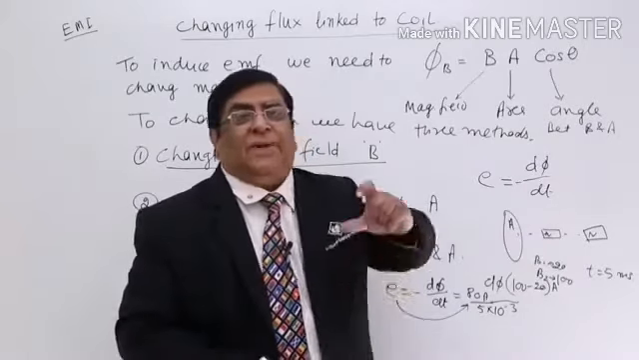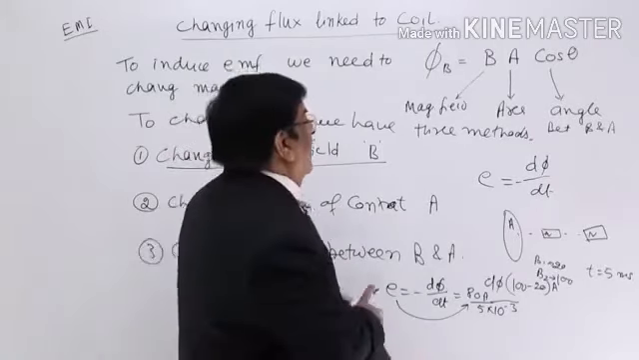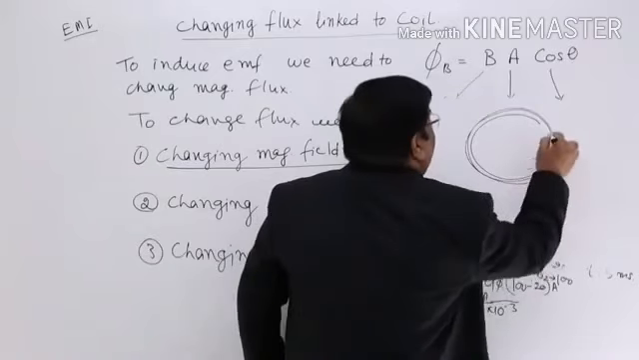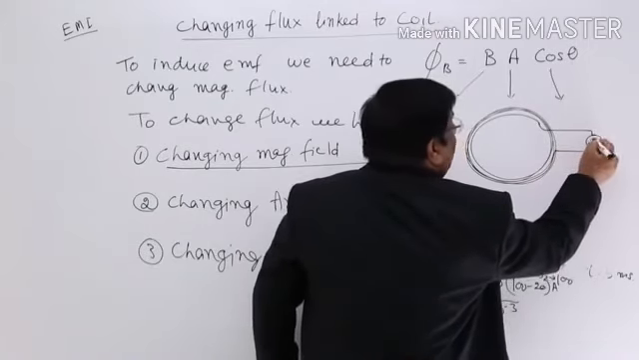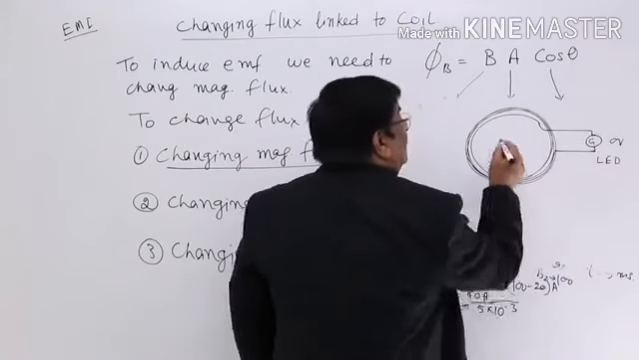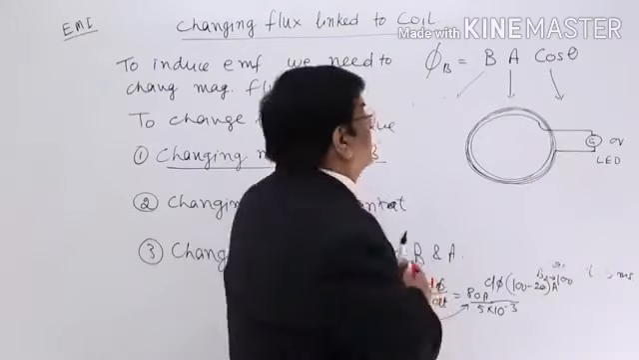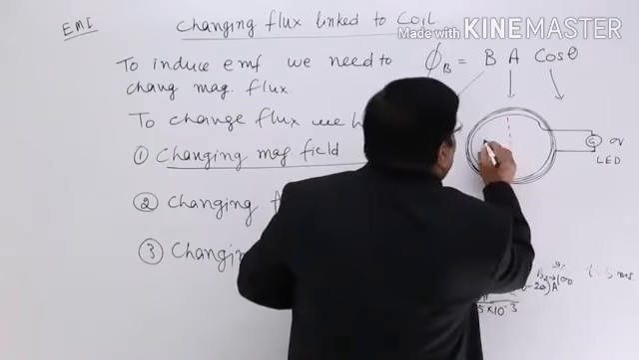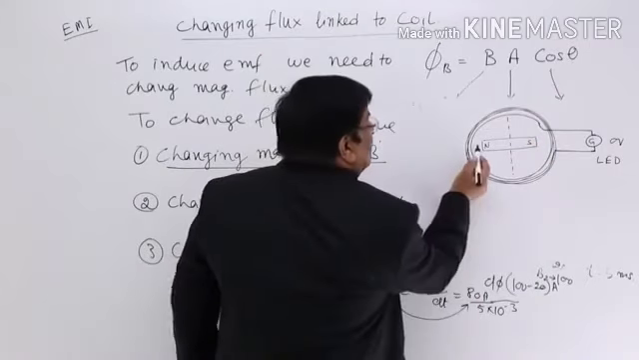There is another very practical method that we are doing. We have a coil, and this is an interesting practical experiment that you can do. Here is a coil which has many turns, and at these two ends we put an LED or a galvanometer. Now here I put a magnet in this condition. I put a wire here, and on the wire I put a magnet, north and south. Now how is the magnetic field here? This is the magnetic field.